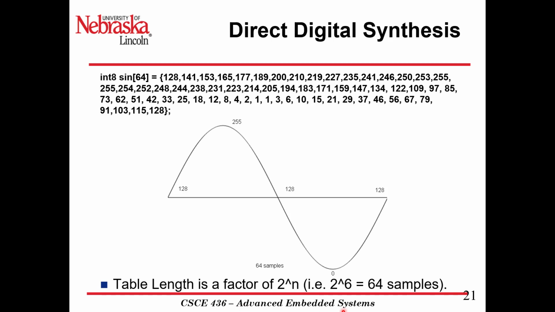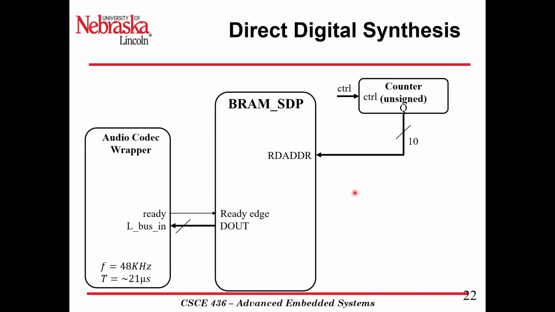Table length has to be a factor of 2 to the n to make it work. So in this case, we have 2 to the power of 6, which is 64 samples in our array. We broke up our waveform into 64 parts to represent it. We're going to use something similar to this in Lab 4, where we're going to build our function generator.